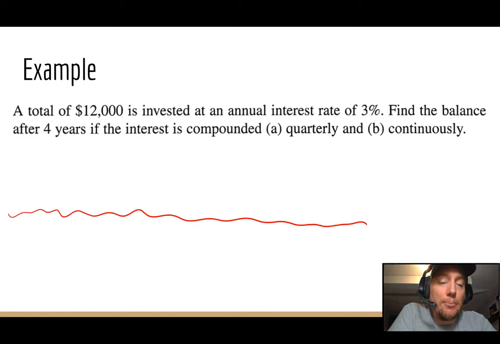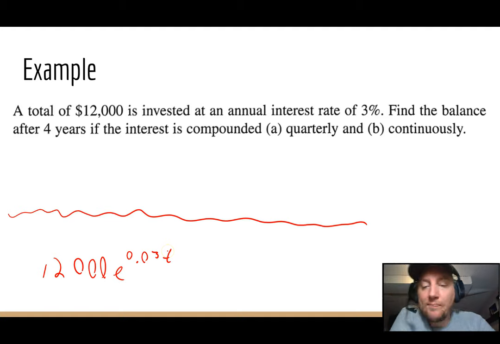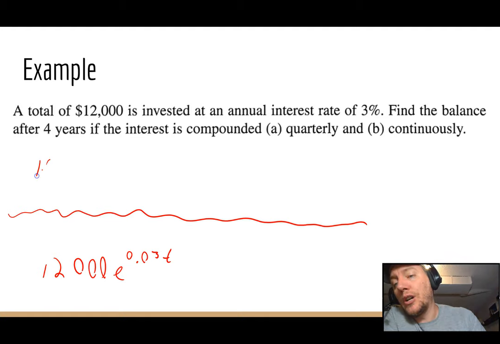And depending on how it's compounded, changes our formula. The continuous compounding usually is a simpler formula because it's P E to the R T. 0.03 came from 3%. Continuous gave us the E, the PERT equation. Okay, principal is 12,000. For quarterly, that's a little trickier one to write and type into your calculator.